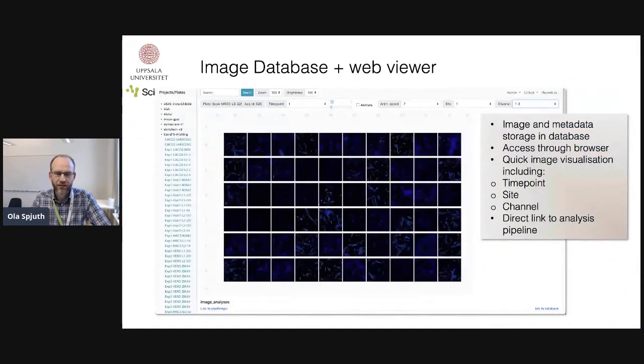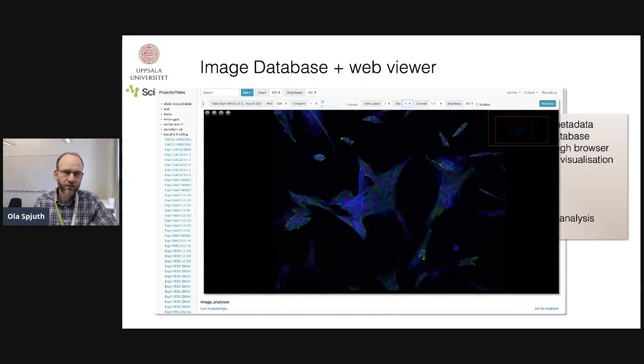I'm just going to give some highlights of some other open source tools that we've developed to aid us in this. So one is the imaging database that Anders in our team have done, and the web viewer, because the first thing people want to do during an experiment, you want to see images coming in and inspect them and so on.